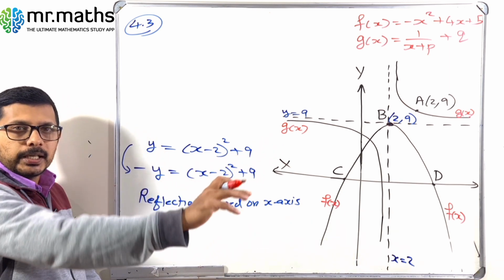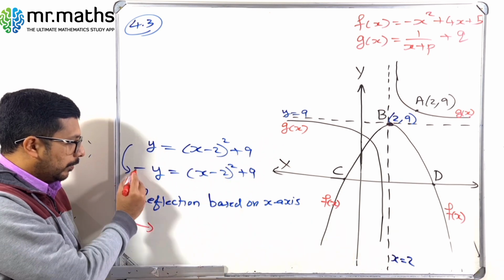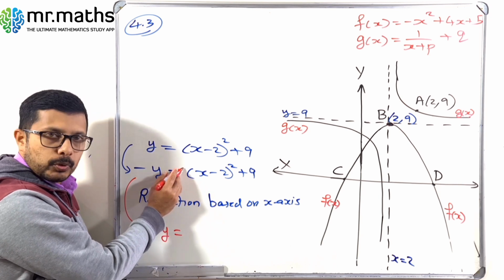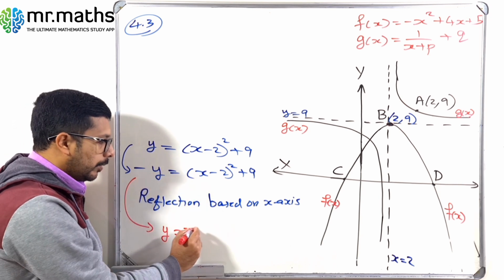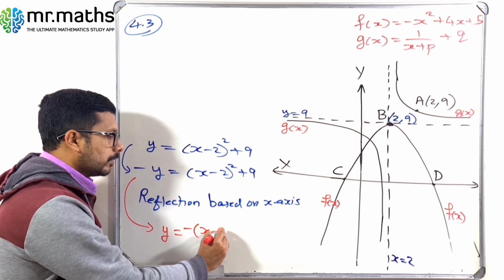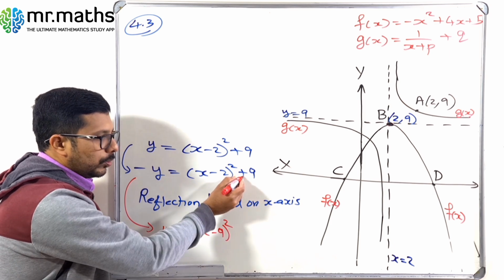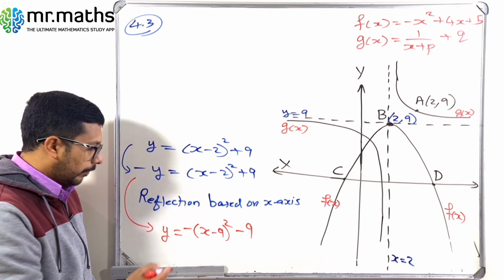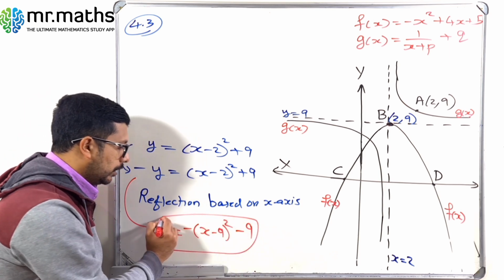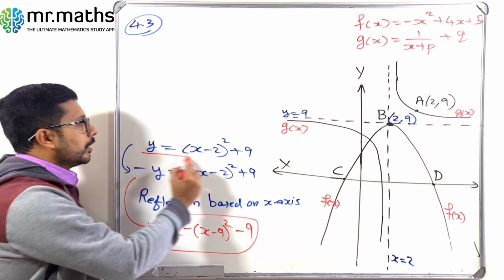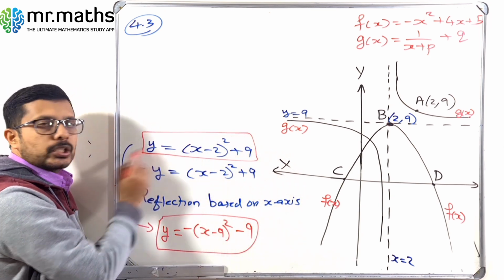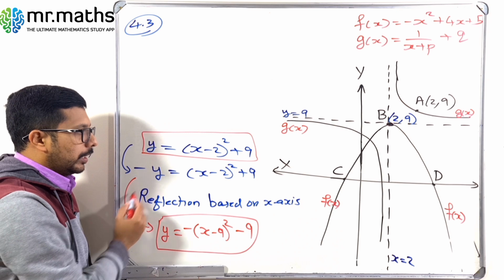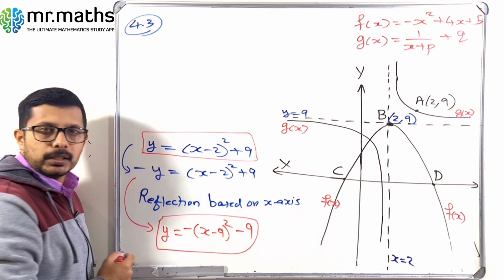Throughout, multiply with a negative. So what is that one? Minus into minus is positive y. Minus into positive, here it is positive, so minus times positive is minus x minus 9 the whole square, and minus into positive is again minus 9. So what is this equation now? This one is the reflection of this equation based on the x-axis.